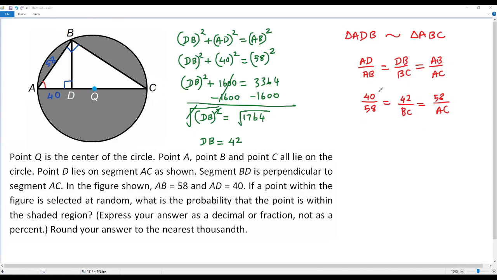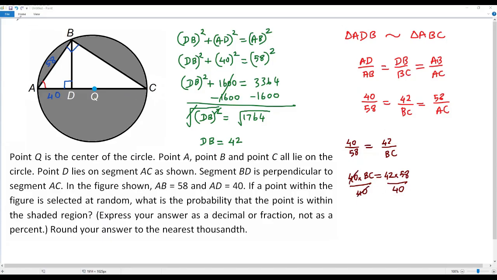When I consider the first ratio, both the quantities are known, 40 and 58. When I equate the first ratio and the second ratio, I can solve for the length of the side BC of the triangle. Now let me equate the first and second ratios. Then I'm getting 40 over 58 equals 42 over BC. Now let's do cross multiplication. Then I'm getting 40 times BC equals 42 times 58. Let me divide both sides of this equation by 40 to solve for the length of BC. Here 40 will cancel out.